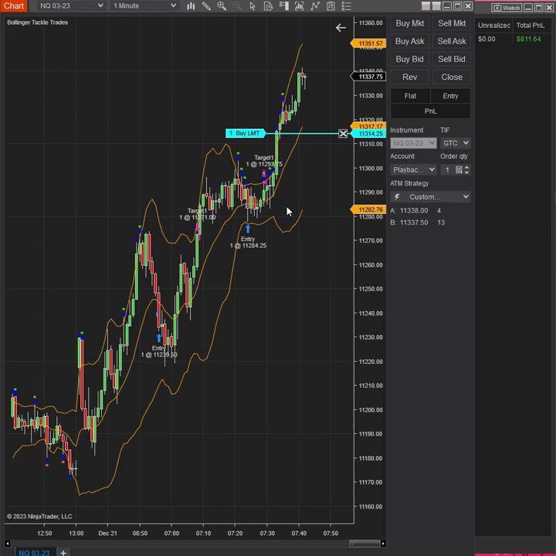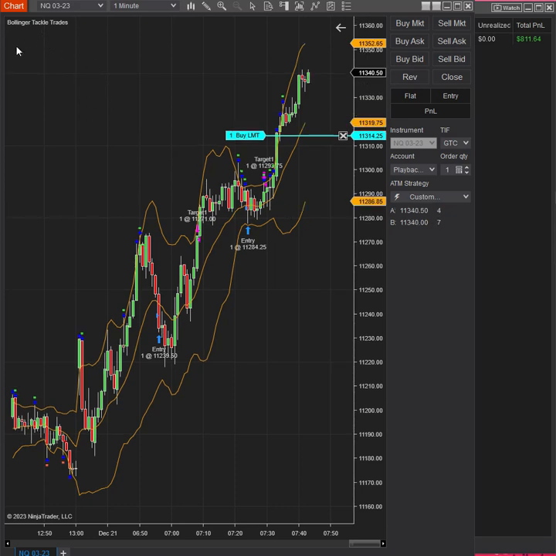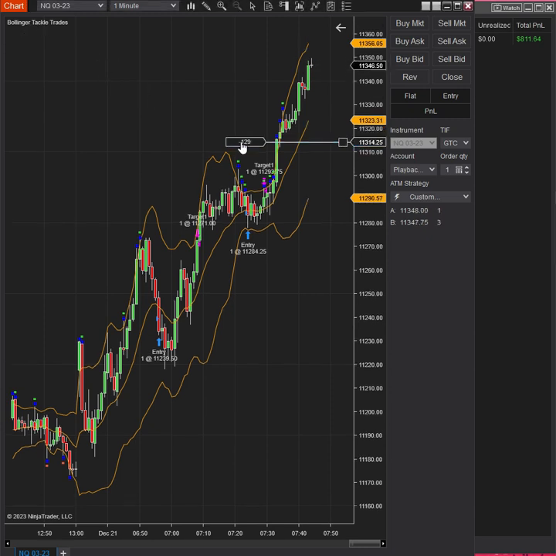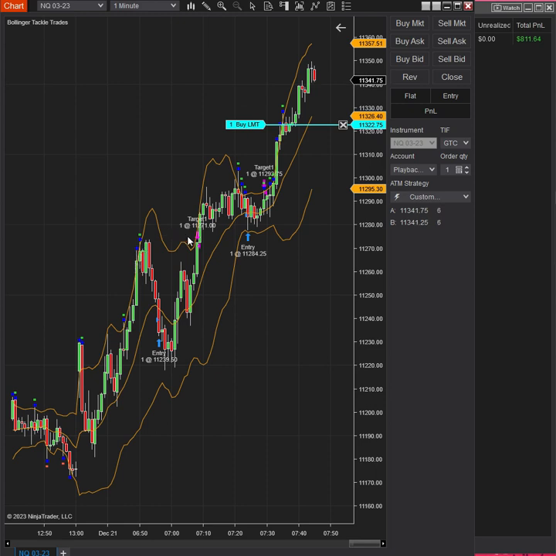So I'm trading a scalping strategy using one of the indicators from Ninjacators Signal Lab, and that is the Bollinger Tackle trade. Now this is a really simple strategy. It is trade with the trend and take your profits when you have that crossover.